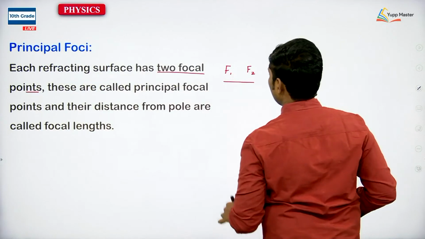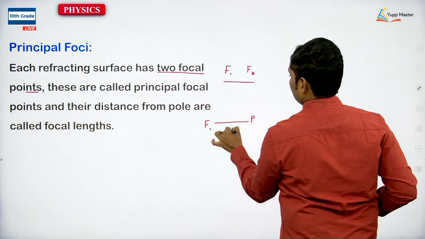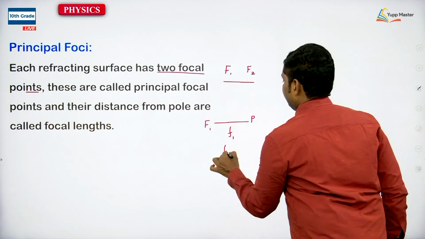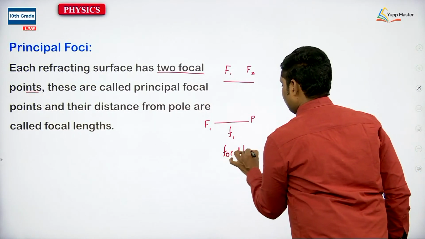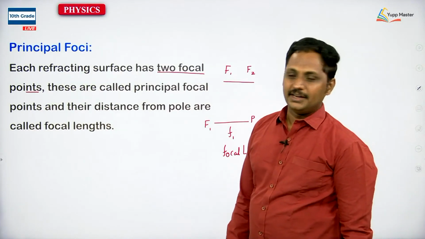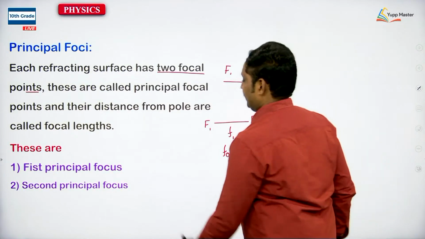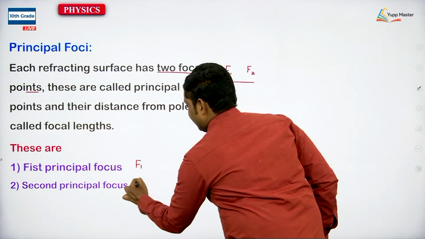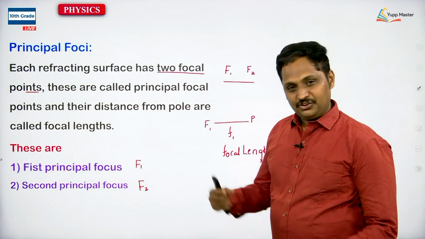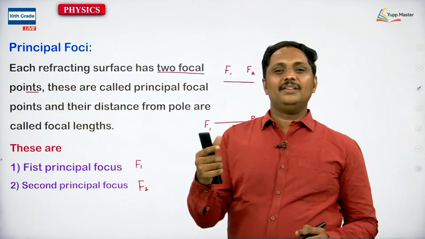So, the distance between F1 and P is going to be f1. This is the first focal length. We can easily identify this one. So, we go for the first principal focus, that is F1, and the second principal focus, that is F2. The first principal focal length is f1 and the second principal focal length is known as f2.